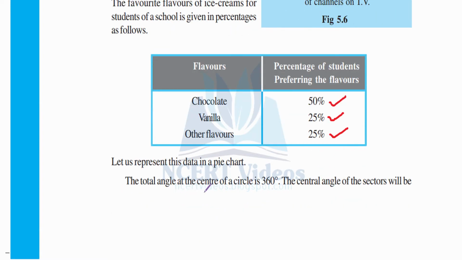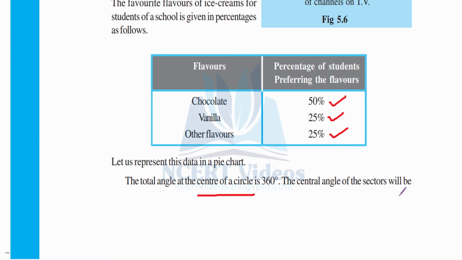The total angle at the center of the circle is 360 degrees. You know very well from your geometrical figures that the central angle of a circle equals 360 degrees. So the important thing in mathematics is that it is a concatenation of various concepts. It is not like other subjects which use limited concepts in order to understand something. But in mathematics, each and every concept you learn integrates with each other to give you a meaningful outcome. So that's the beauty of mathematics.